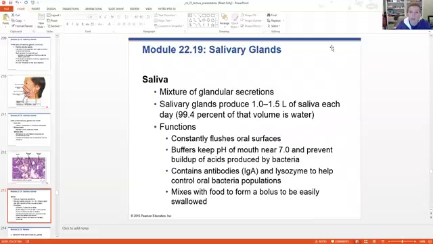So overall, saliva is a mixture of all of the glandular secretions. We produce over 1 liter of saliva each day. The majority of our saliva is just water.